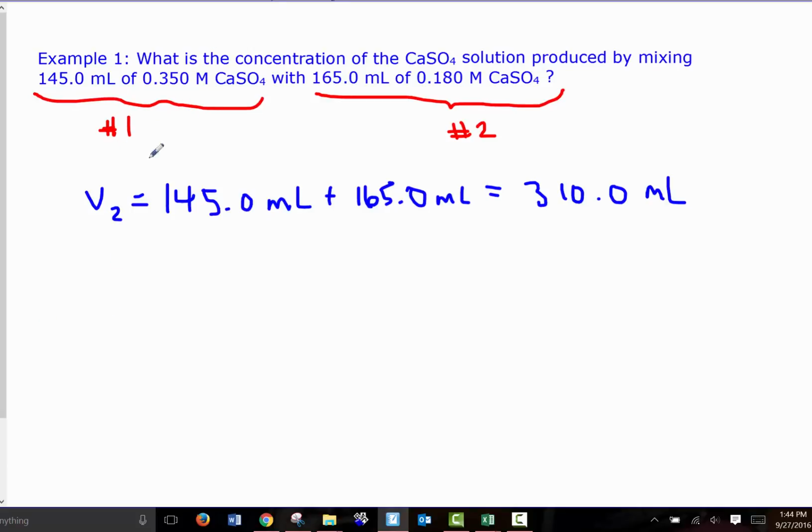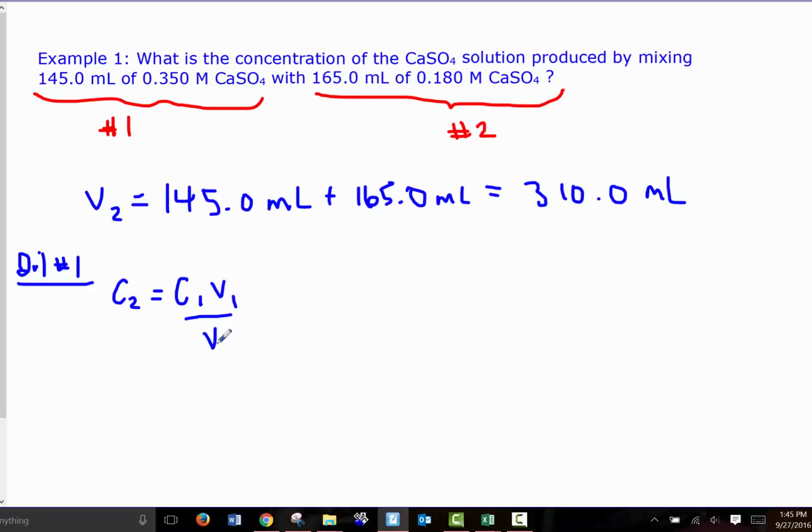Okay, so my first step here is I am going to go ahead and perform dilution number 1. So dilution number 1 is where I consider the 145 mL of 0.35 molar calcium sulfate being diluted to a total of 310 mL. So I'm going to calculate my C2. Okay, remember that C1V1 equals C2V2. So C2 is equal to C1V1 over V2.